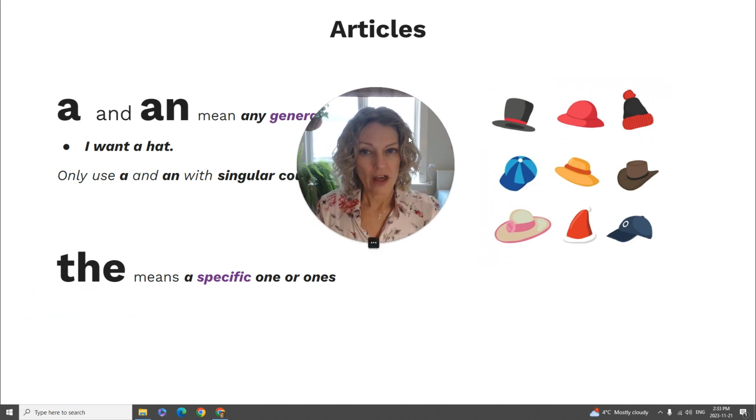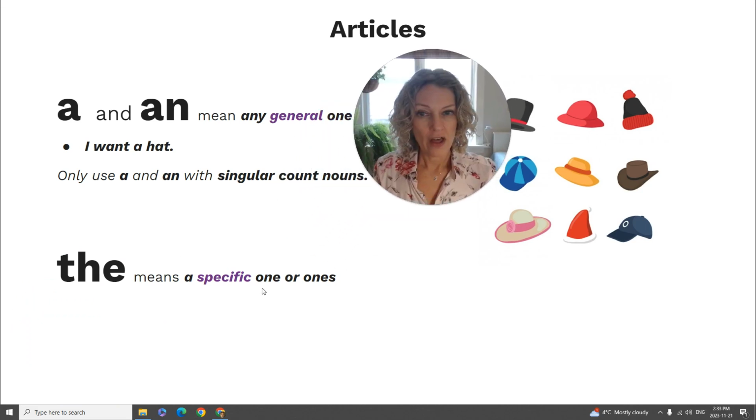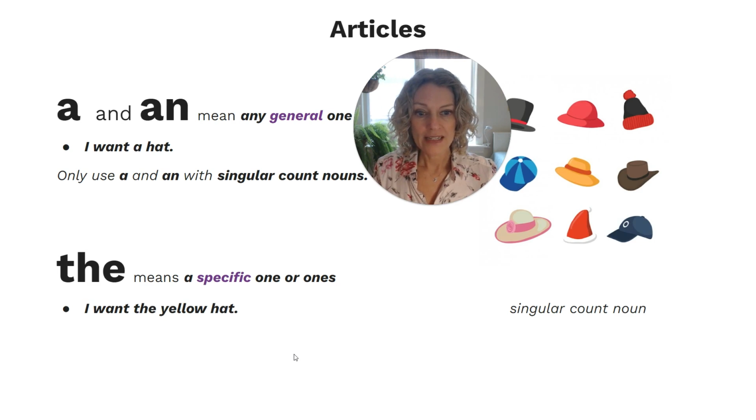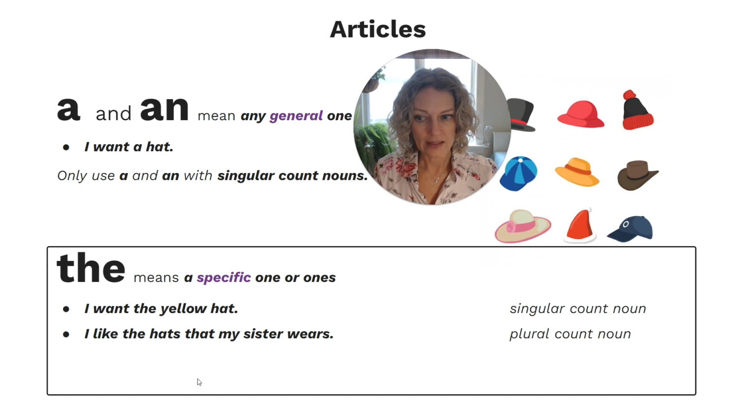The, on the other hand, means a specific one or ones. We can use it with plural nouns. So if I say I want the yellow hat, then it means I will only be happy with that yellow one there. I would not be happy with any hat the way I would be if I said I want a hat. So that's a singular count noun. I'm being very specific there, the yellow hat.